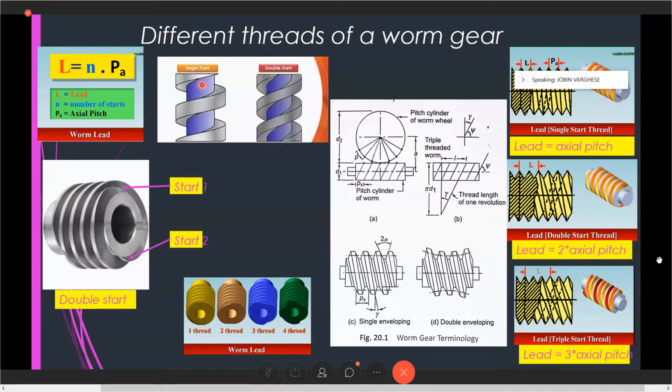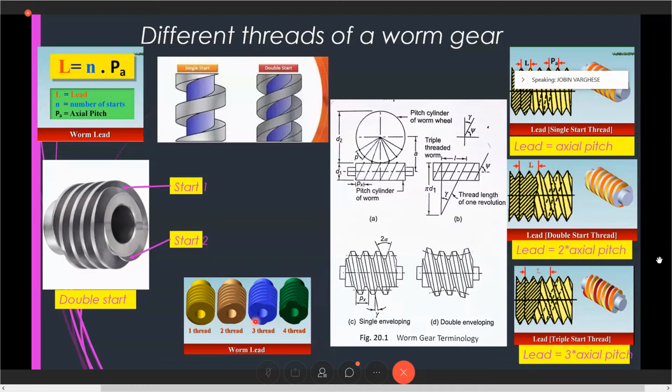The major advantage is that you can see the gap between these two. Each has this much gap, which means precise movement is possible in the double start. However, precise movement is not possible in the single start. Also, more load can be taken in the double start. In reality, you can see that this is one thread starting and this is the other thread starting, winding together. So when more precision is required, a greater number of starts is required.